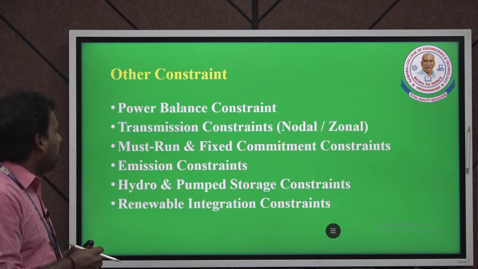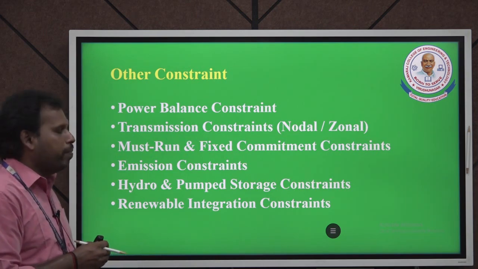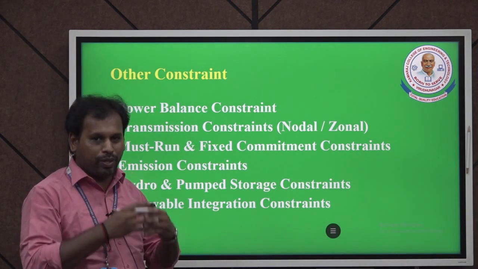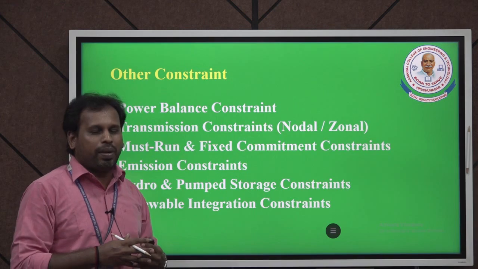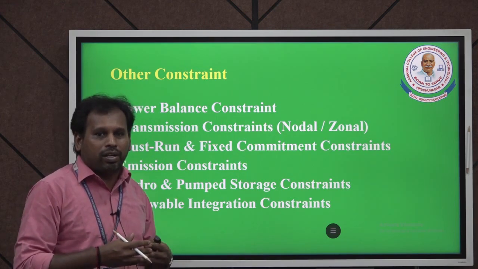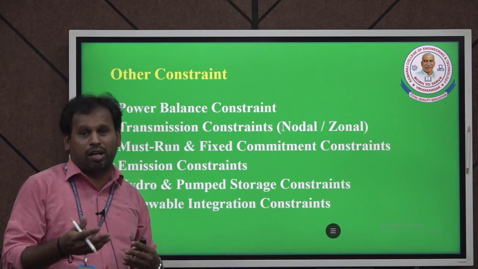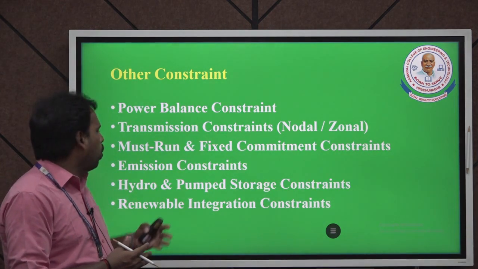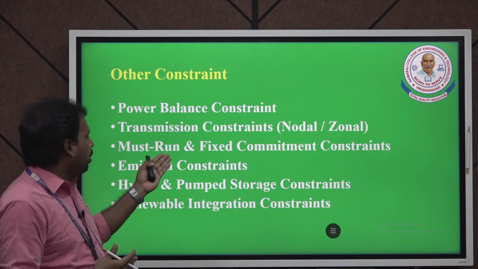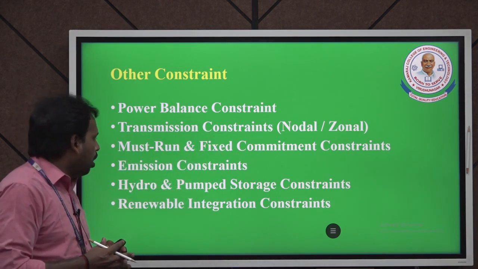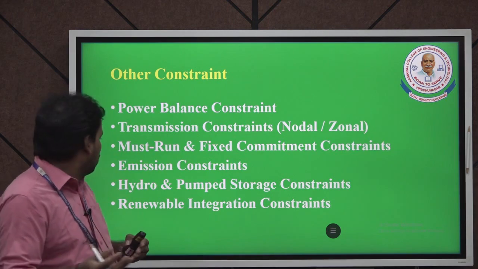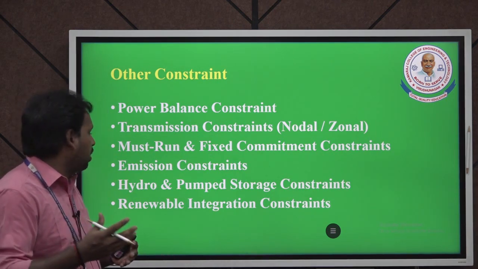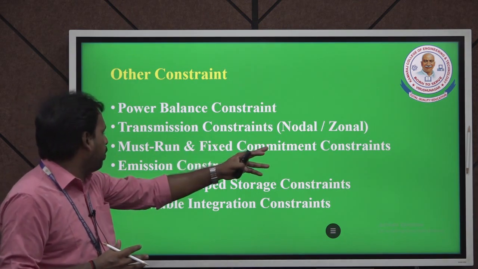And the must run and fixed commitment constraint. Must run, as I already told, means that if renewable energy sources are available we use them, because the initial cost may be heavy but the operating cost is low and the source is available. So we use the must run constraint for renewable energy. Fixed commitment constraints are sometimes used for solar and wind seasonally.